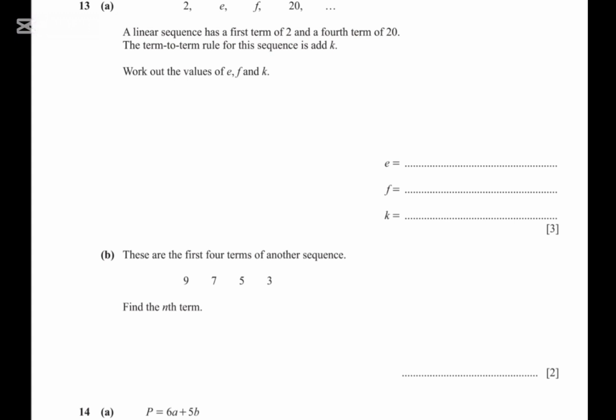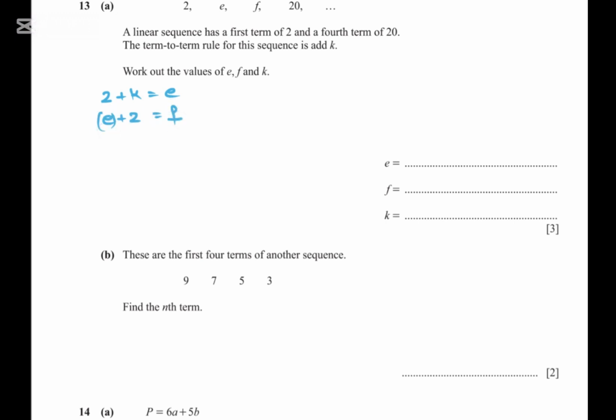So this is first, and this is fourth, because second and third are in between. The term to term rule for this sequence is add k. Now the rule is also given in the sequence that if you are adding k to each term, you are getting the next term. So that means if I add k to the first term, 2 plus k, I will get e.